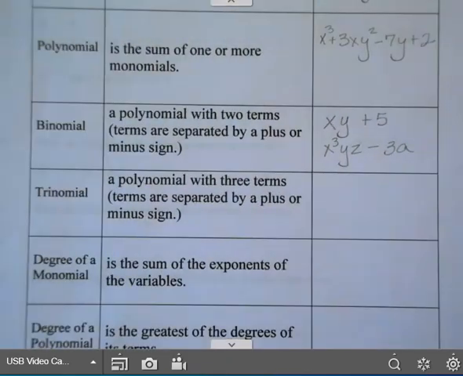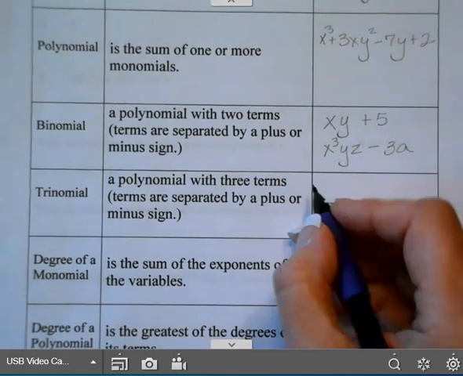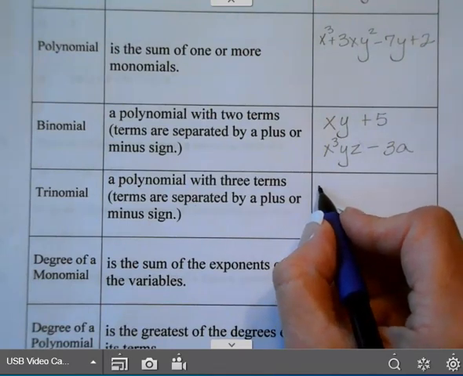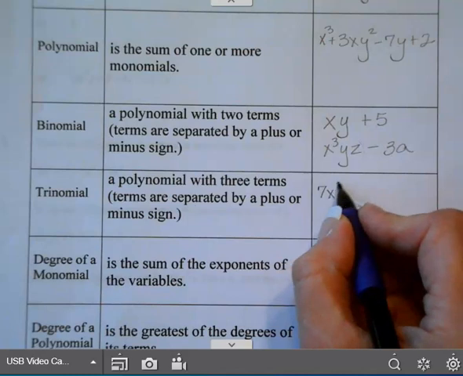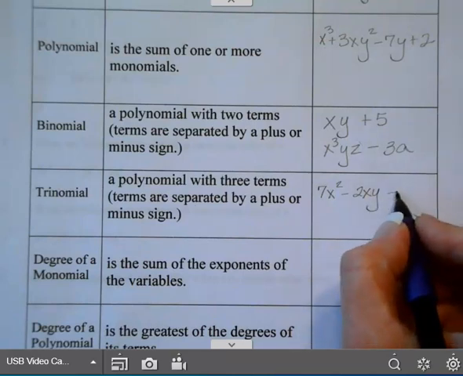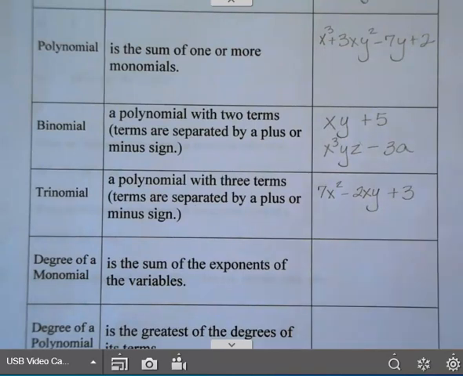A trinomial is going to have 3 terms, and remember, terms are separated by pluses and minuses. So maybe I have 7x squared minus 2xy plus 3. That would be an example of a trinomial.